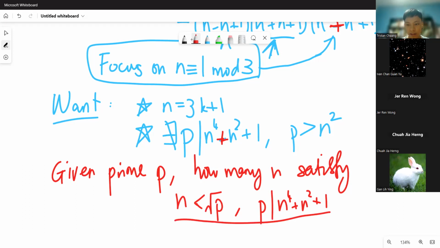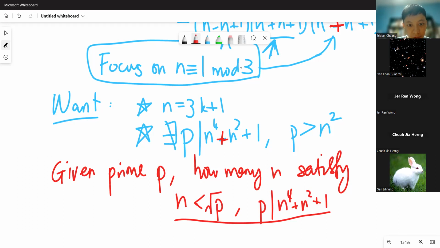But how many are there? There's an upper bound to how many n satisfy this. And this upper bound is just a number. It's not in terms of anything. It's not even in terms of p. It's just a number, like 10 or 20.